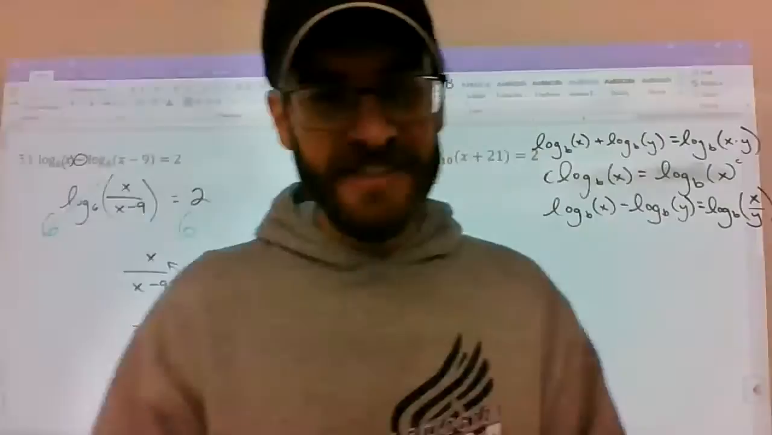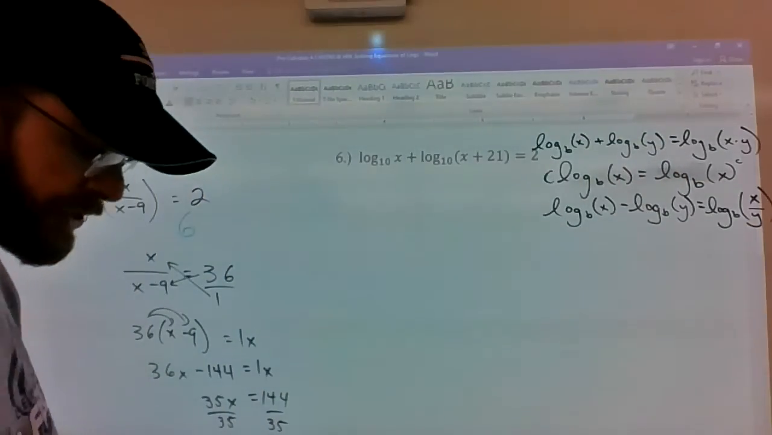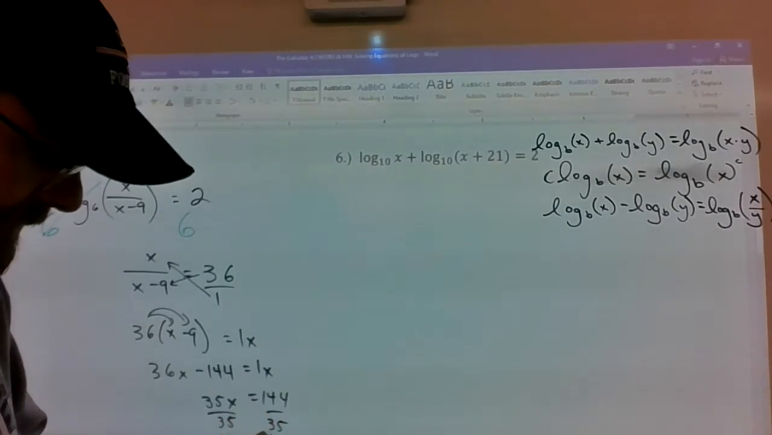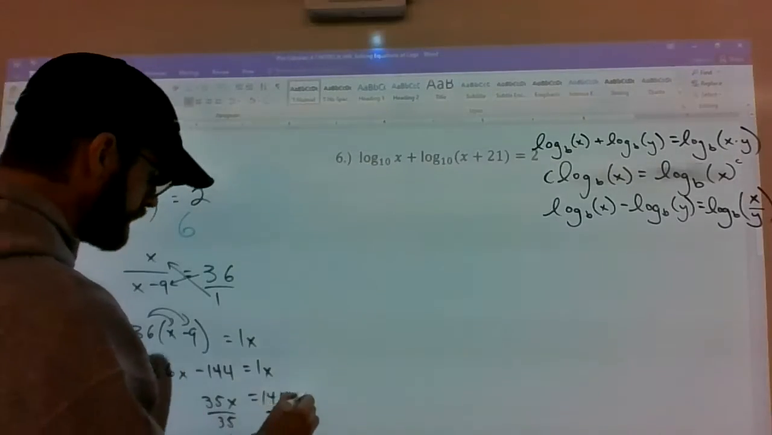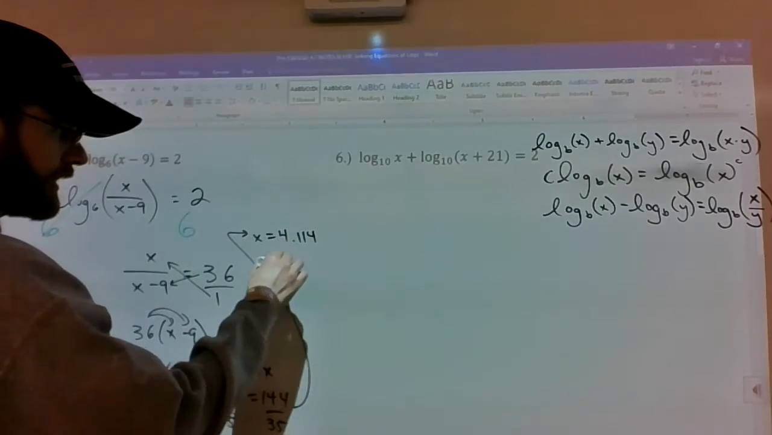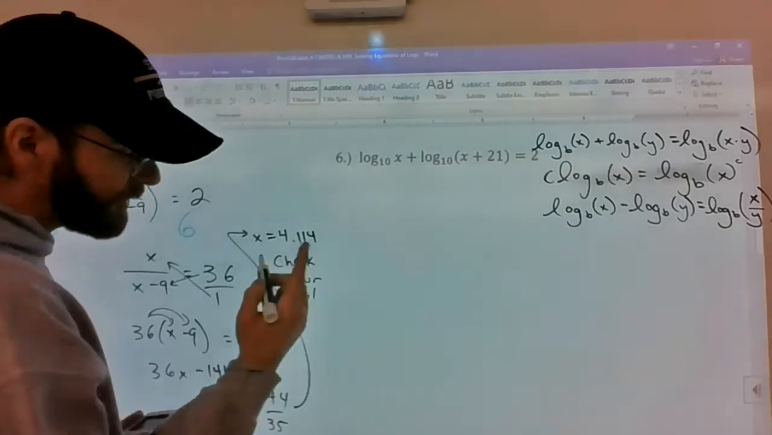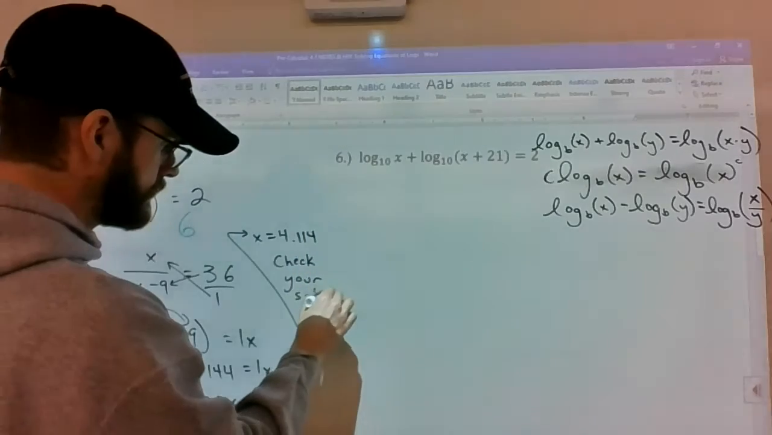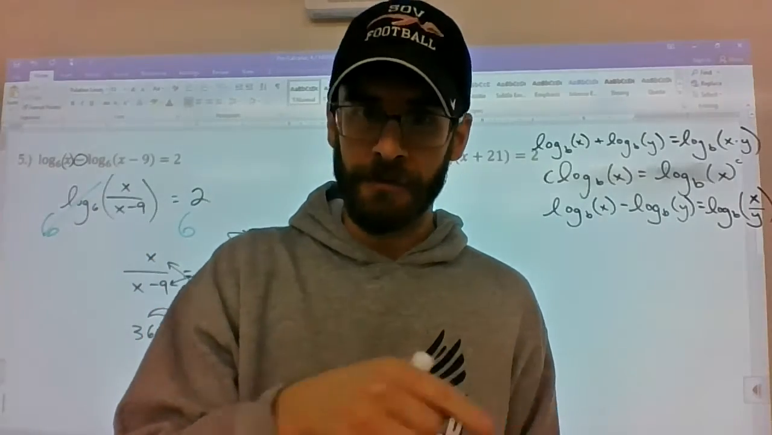And you get kind of a messy decimal answer. But what you can do to check your answer here, to make sure everything is okay: 144 divided by 35 ends up being 4.114. You now have to check your solutions. I should have done it with the first one. I really should have. I did it with the second one. Sorry, when I say first and second, I mean number 3 and number 4 in the notes, the first ones I've done in this video.